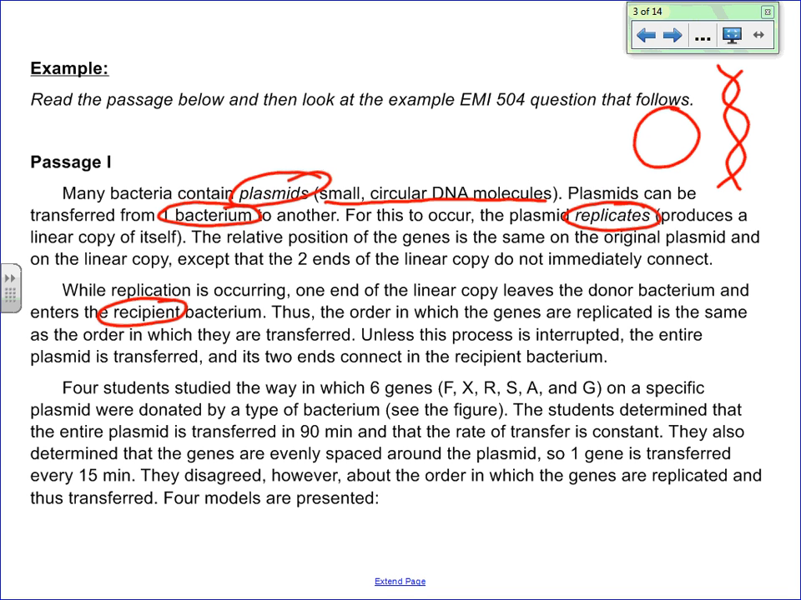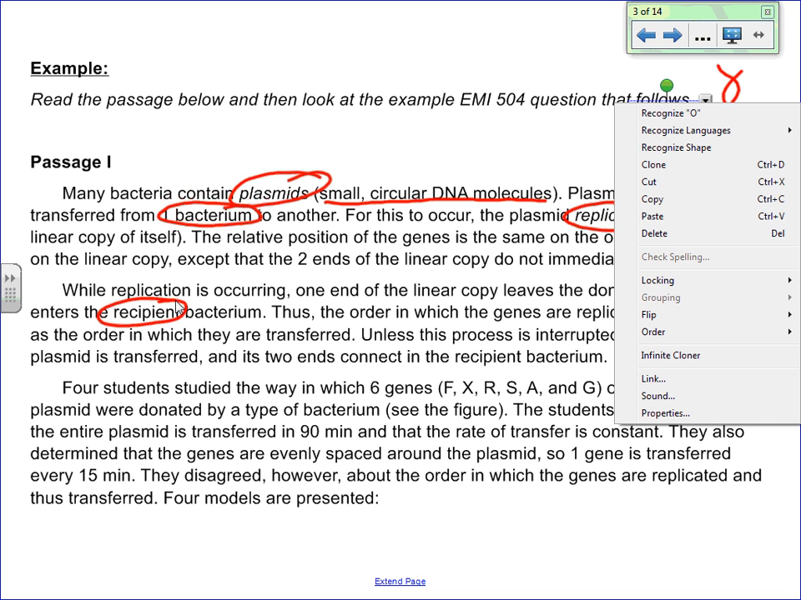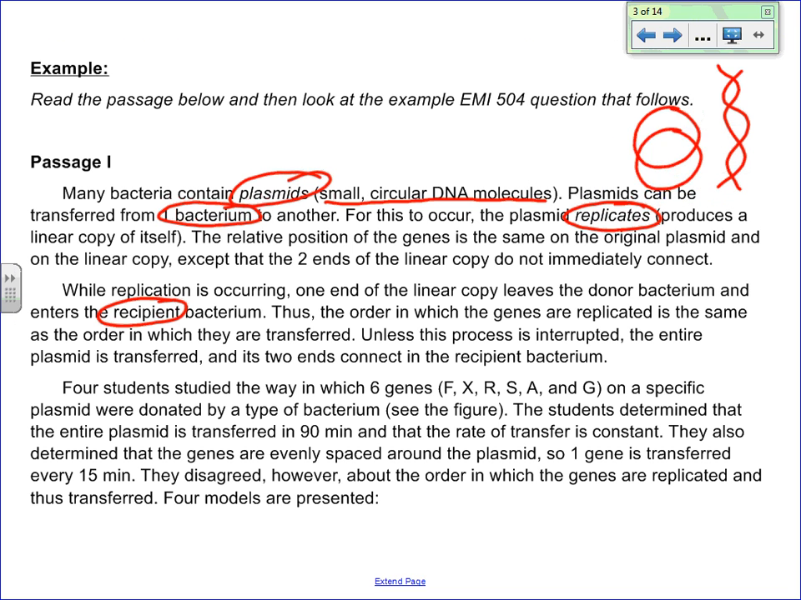Nice, it makes a copy of itself. So we have one linear sequence here, and we should replicate it. And now we have two. And they're exactly the same.